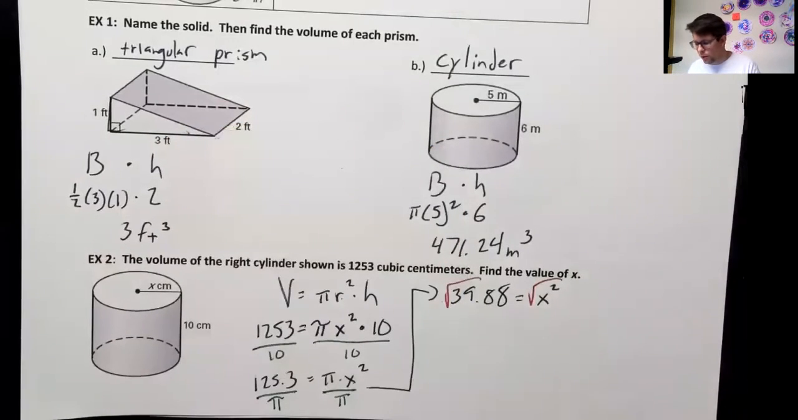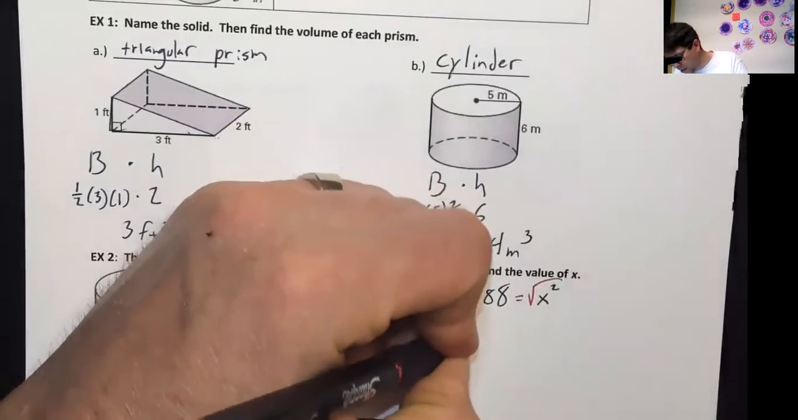We're also going to take the square root of our new 39. And when we take the square root of that guy, we're going to end up with a very small value, which is going to be 6.